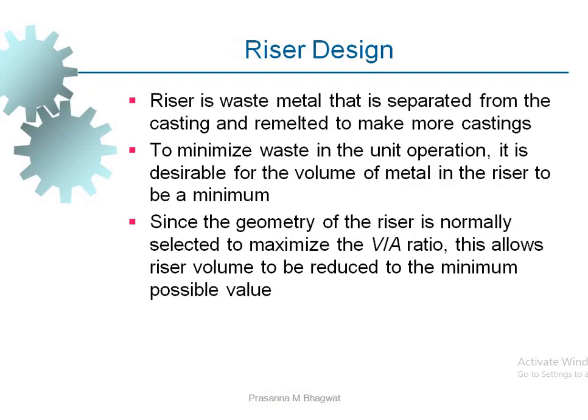And the last point of this is the riser design. The riser, as I told you, is the reservoir of the metal, and it will provide the necessary amount of metal whenever there is a shortage of metal. A riser is waste metal that is separated from the casting and remelted to make more castings. To minimize waste, it is desirable for the volume of metal in the riser to be minimum. Since the geometry of the riser is normally selected to maximize the V by A ratio, this allows riser volume to be reduced to the minimum possible value.